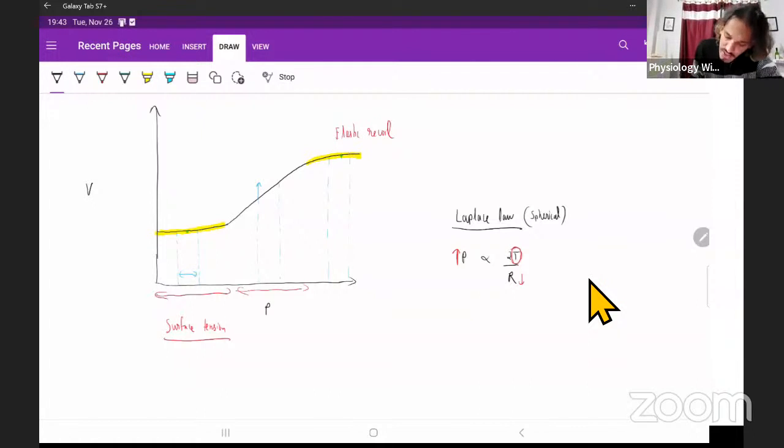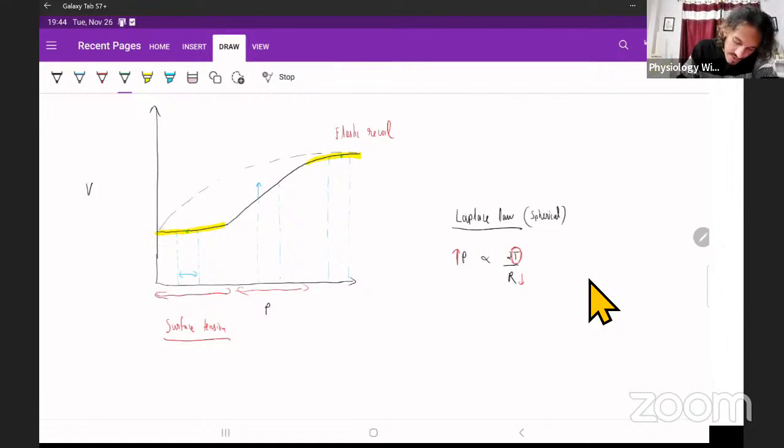Now, while deflation, you will see that it will come back like this. Now, the same person did a very brilliant thing. He put the cat's lung submerged in fluid. So now there is no air-fluid interface. Surface tension is only there if there is an air-fluid interface.